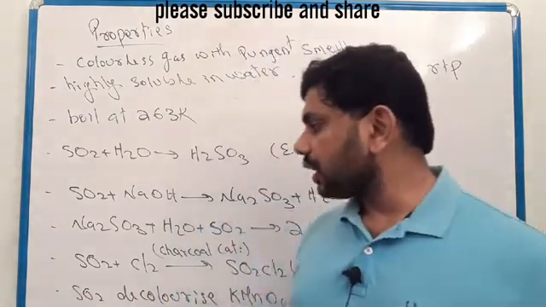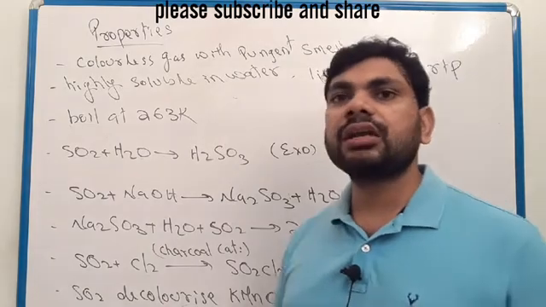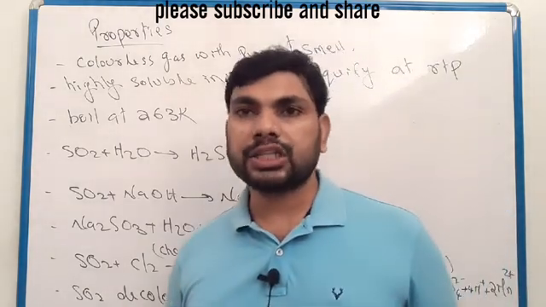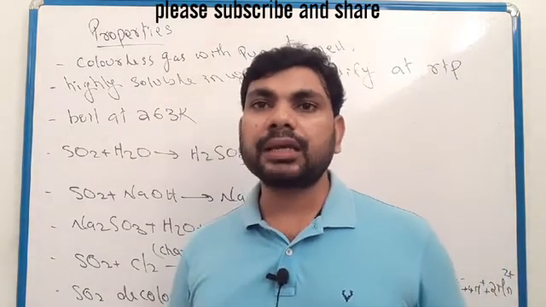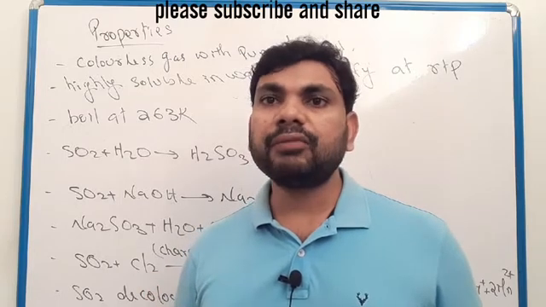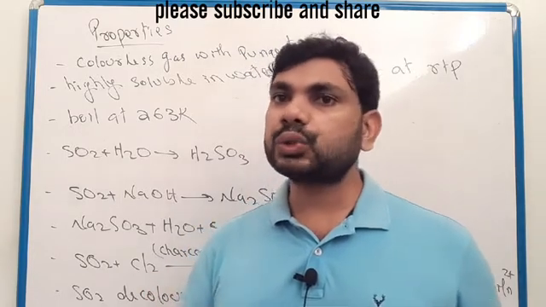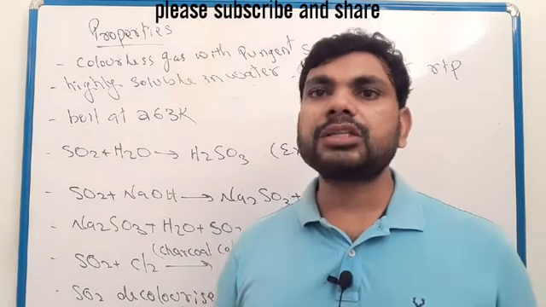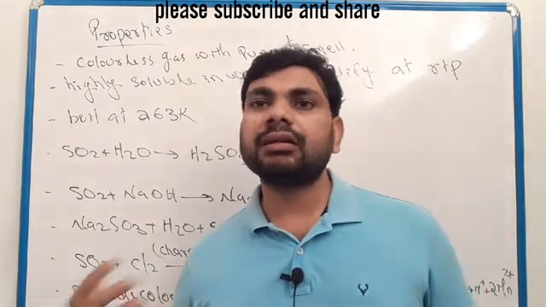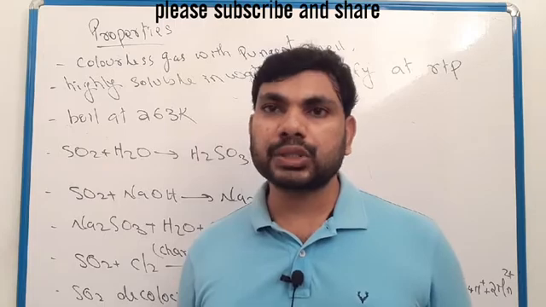Sulfur dioxide also decolorizes potassium permanganate. We know potassium permanganate is purple in color. When we pass sulfur dioxide through potassium permanganate solution, it decolorizes the solution.